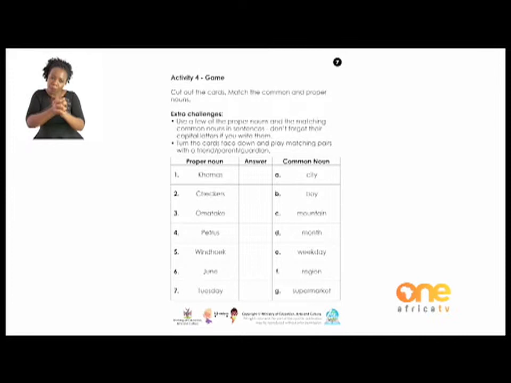And then number two, there is checkers. Checkers is a proper noun which corresponds with G, which is supermarket. Checkers is a supermarket. So you continue from number 3 up to number 7, finding the corresponding words. Remember, you first cut them out into cards, then you open them up and try to match them. Just like the example that I've given for commerce region and checkers supermarket. Okay, if you have problems, you should ask.